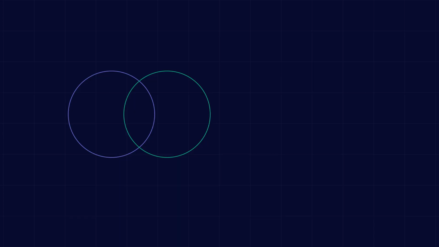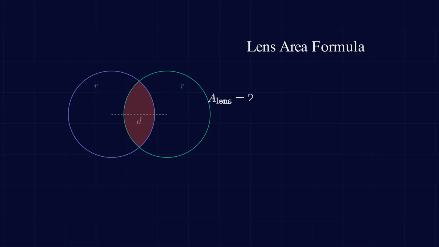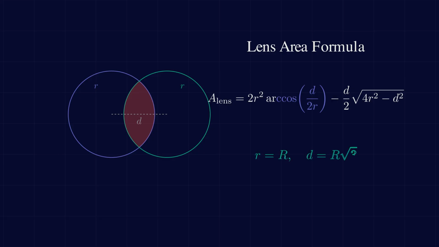Each petal is the intersection of two circles, sometimes called a lens. For two circles of equal radius r, whose centers are a distance d apart, the lens area has a known formula. It's 2r squared times the arc cosine of d over 2r, minus d over 2 times the square root of 4r squared minus d squared. Let's plug in our values. Here, r equals r and d equals r root 3.